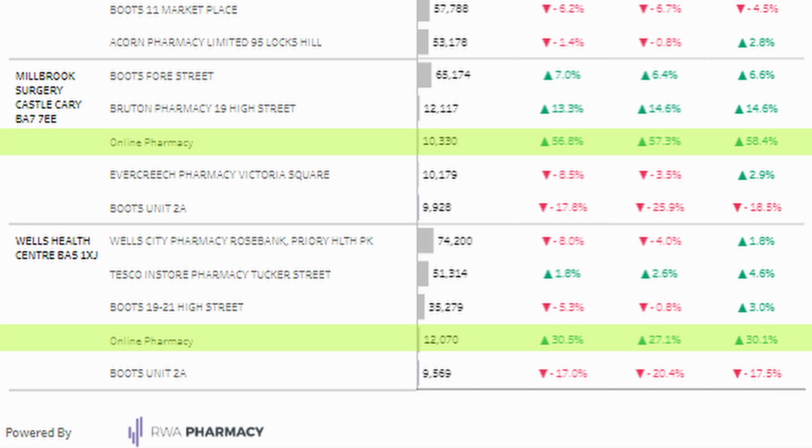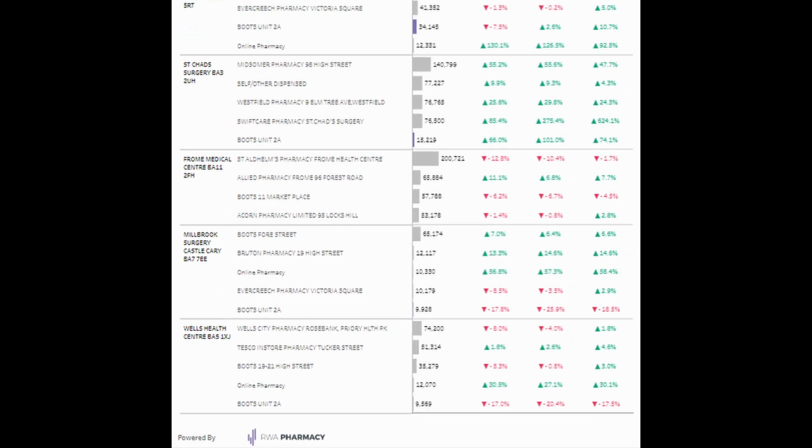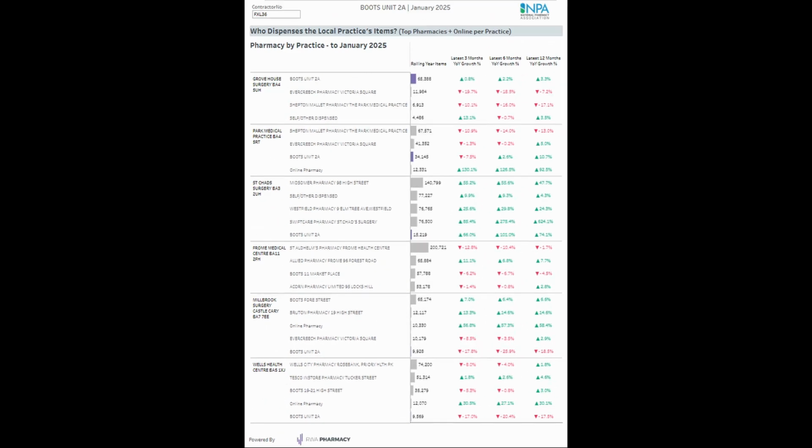This is important, as online providers can be a growing source of competition, especially if patients are moving away from physical branches. Overall, this page helps you understand the competitive landscape around each practice. Use it to spot potential threats, monitor shifts in referral behavior, and develop targeted actions to protect or grow your share of prescription items from key surgeries.